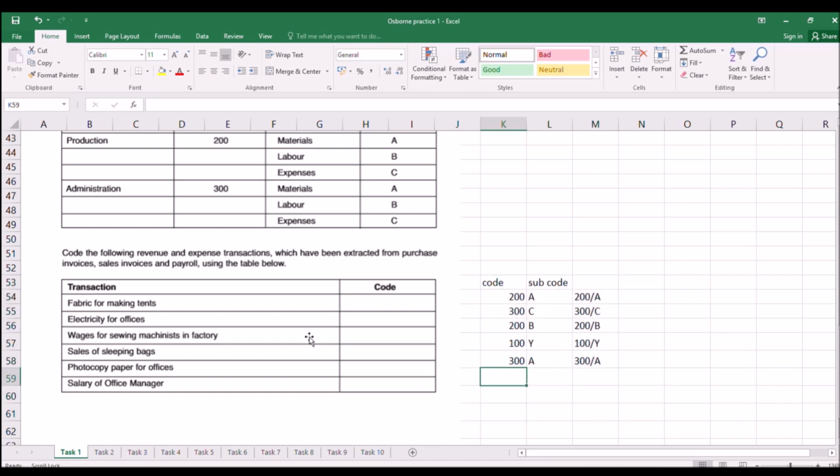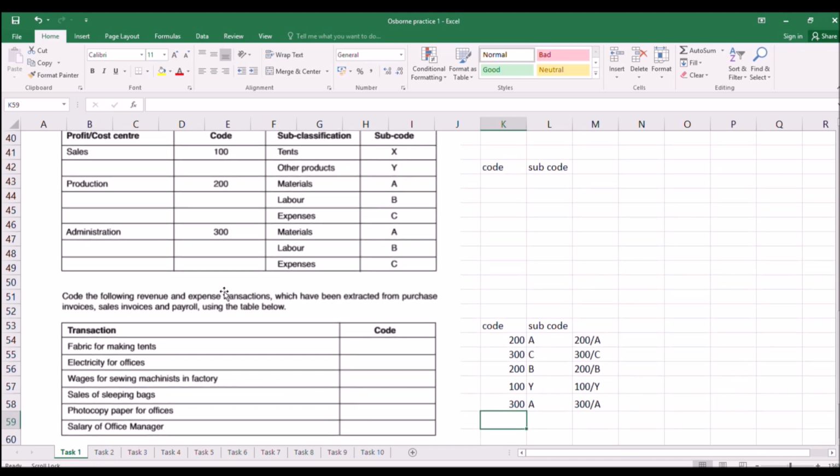Okay, and then the salary of the office manager. So the office manager is in administration. An office manager is typically, in accountancy speak, the person who is not the professional accountant, but sort of runs the finance office, you know, with our clerks underneath. And then the salary of them is going to be labour B, so it'll be 300B.